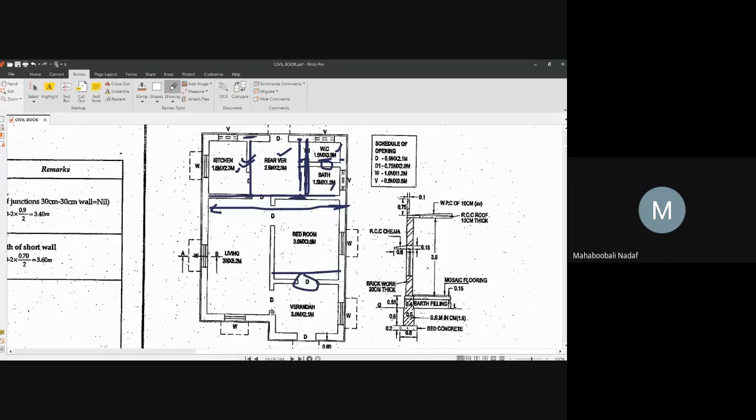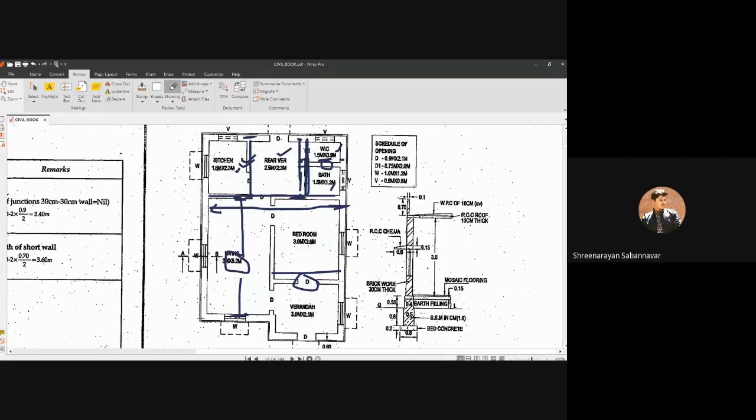Easy, no? 5.2 is there, na? 5.2 is there here, plus 0.2 by 2 here, plus 0.3 by 2. Simple. How much? 5.45, sir. 5.45. Good. Everyone is getting 5.45?